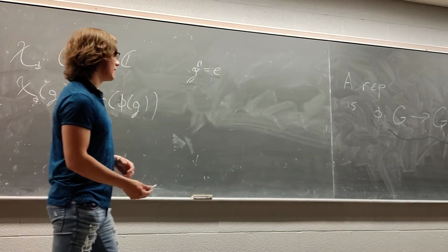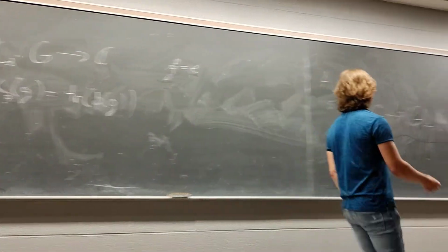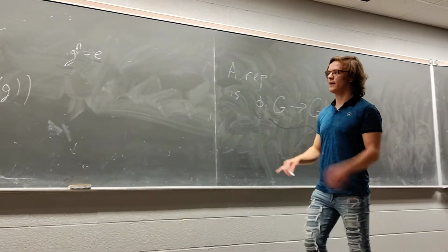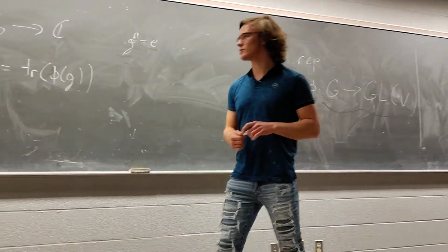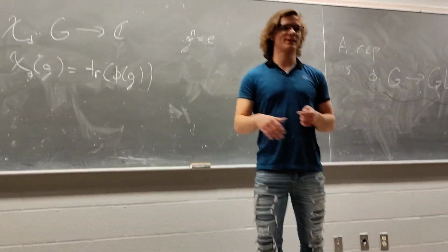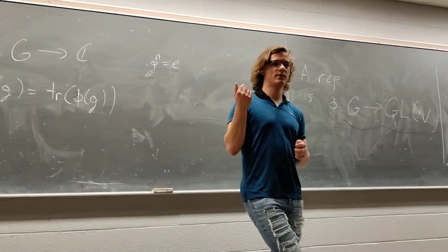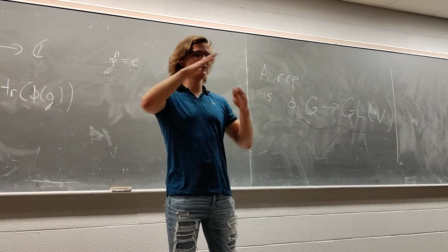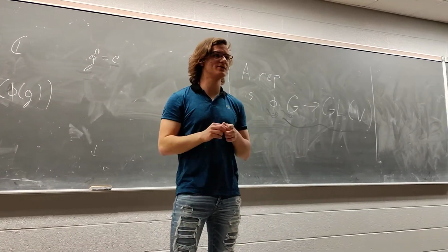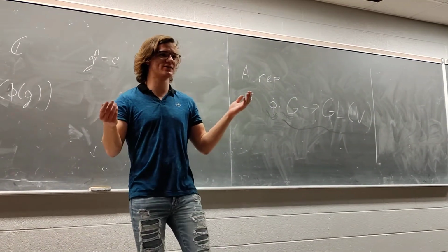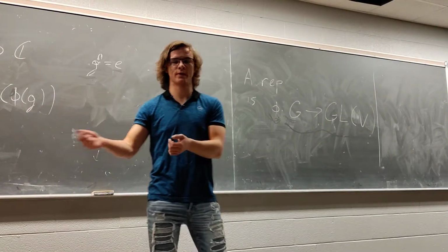What we can further say is that if this V is one-dimensional, then phi and chi are actually the same thing. And that's just because if you're working on a one-dimensional space, then the only linear transformations on a one-dimensional space are the scalars. And the trace of the scalar is the scalar itself.